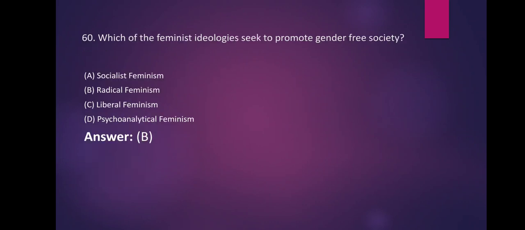Which of the feminist ideologies seeks to promote a gender-free society? Option A, socialist feminism. Option B, radical feminism. Option C, liberal feminism. Option D, psychoanalytical feminism. Here the correct answer is option B, that is radical feminism.